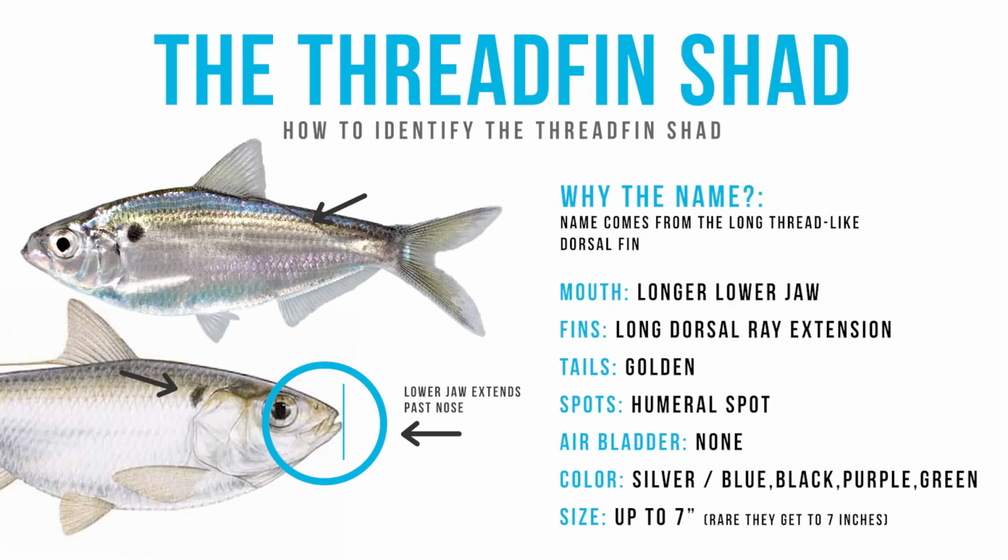But these don't get very big, up to 7 inches. That's pretty rare. You're probably not going to see that. 6 is even probably the top, but they really don't get very big compared to gizzard shad. So they get easier to eat, and they're probably better for ponds because of the size they get.